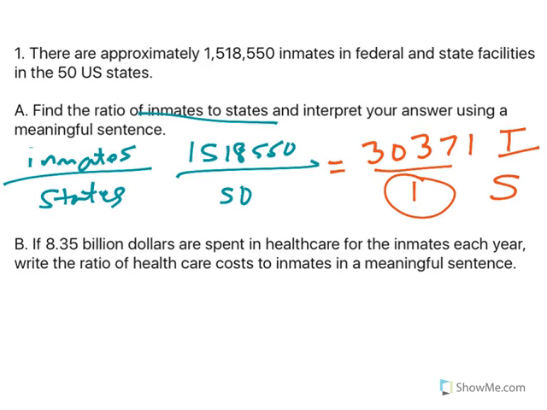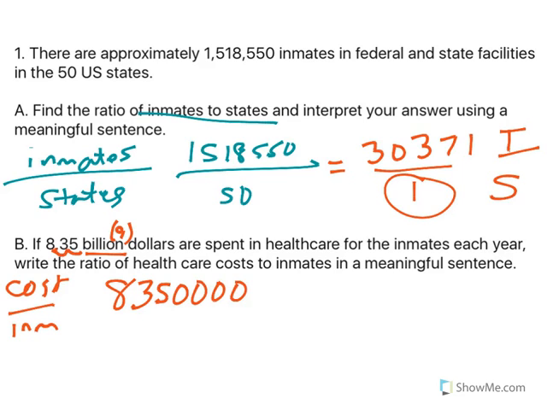Now in part B, if $8.35 billion are spent in health care for the inmates each year, write the ratio of health care costs to inmates. So now we're going to put the cost on top, and the inmates are going to go on the bottom. Okay, now billion means 9. So I'm going to take this decimal point and I'm going to move it 9 places, filling in zeros. So 1, 2, 3, 4, 5, 6, 7, 8, 9.